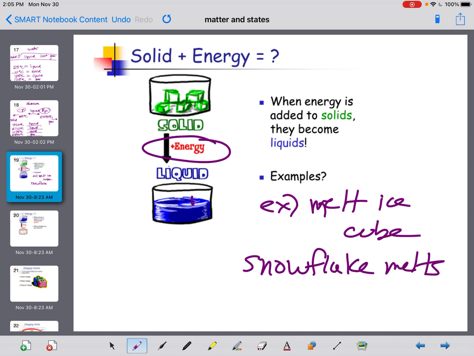Something along those lines. Something that's going from a solid to a liquid. Maybe a popsicle is melting or something, right? Something that's solid that is becoming a liquid.